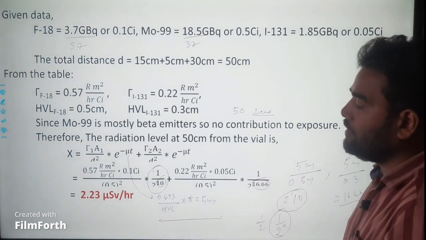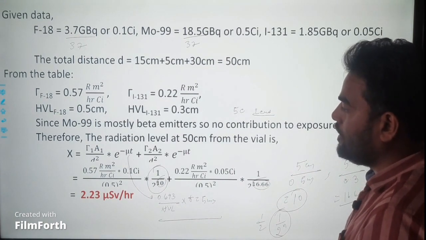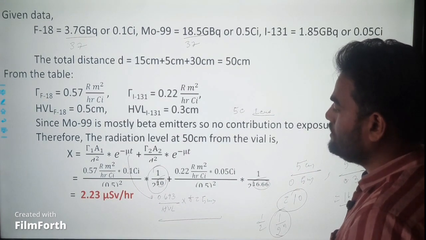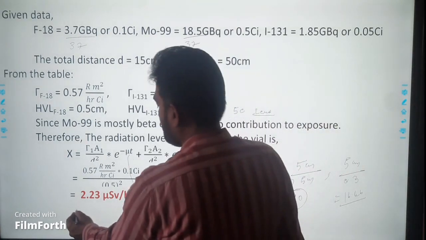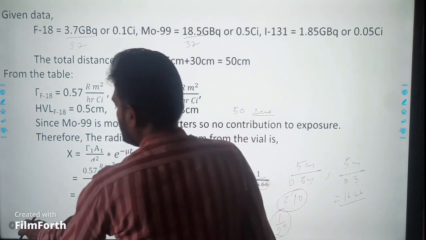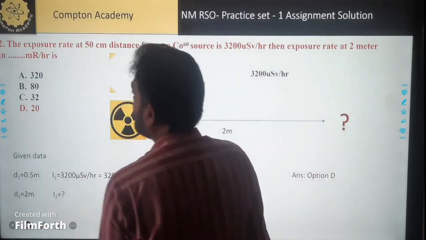And after calculating these equations and all these things, you will get the total value as 2.23 microsievert per hour. Now we will move towards another question.